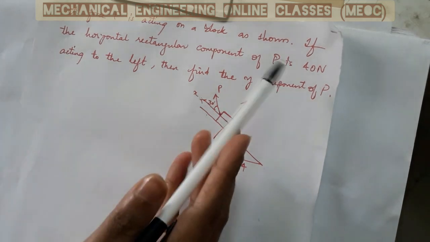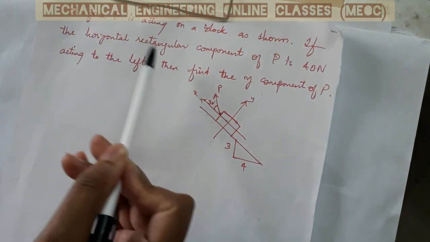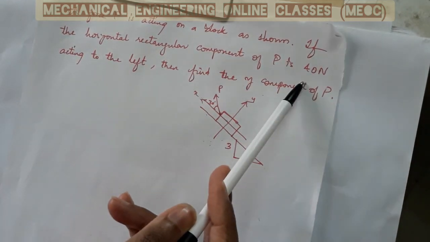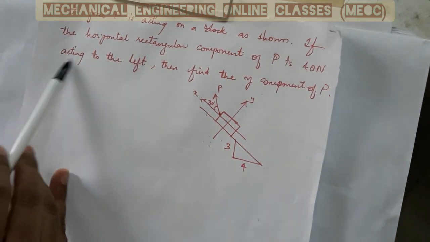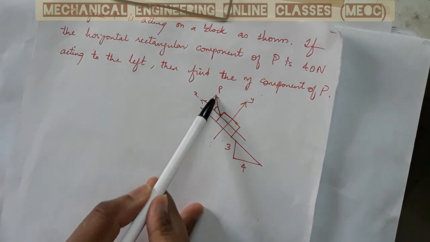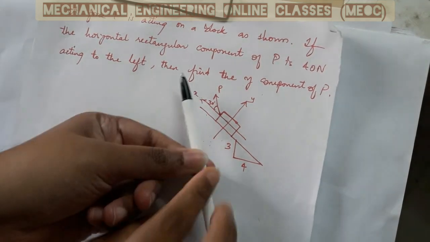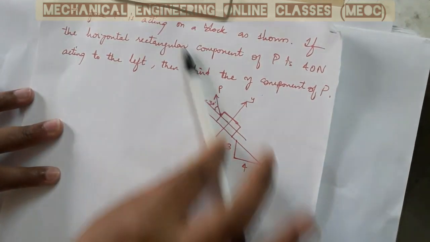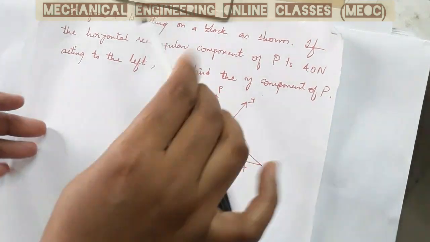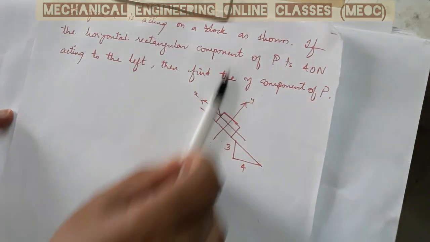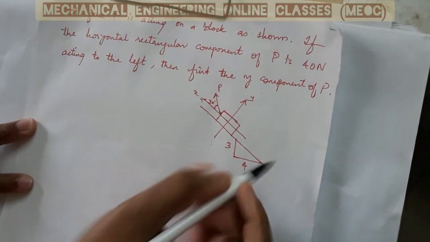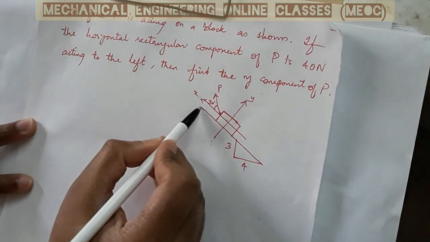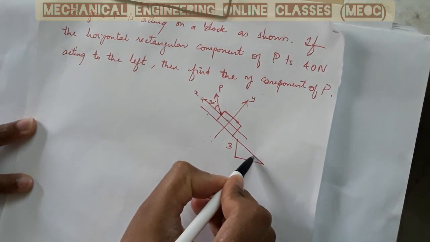Alright, so the question is very clear that the horizontal rectangular component of P is 40 Newton, that is acting to the left. Even if he doesn't mention that it is acting to the left, from this question where P is pointed left and upward, we know that the x component will be to the left and the y component will be up. So here I am just redrawing it, but before that we have to find this inclined plane angle.